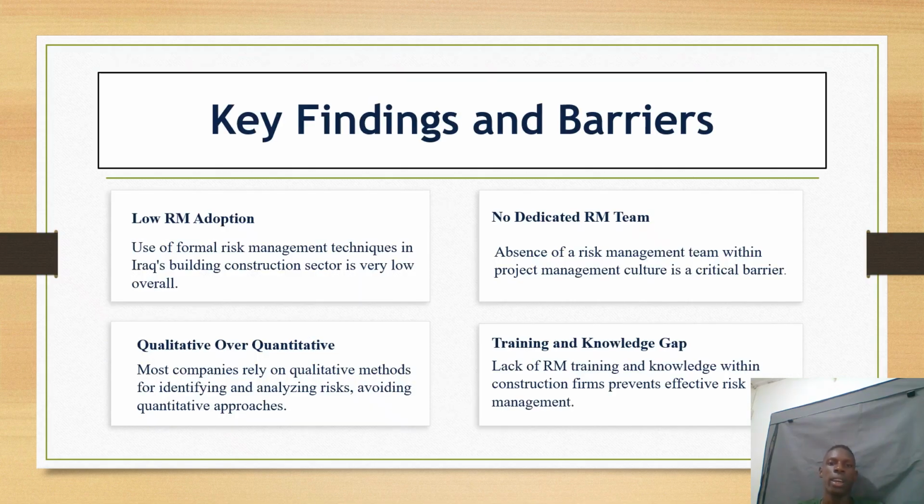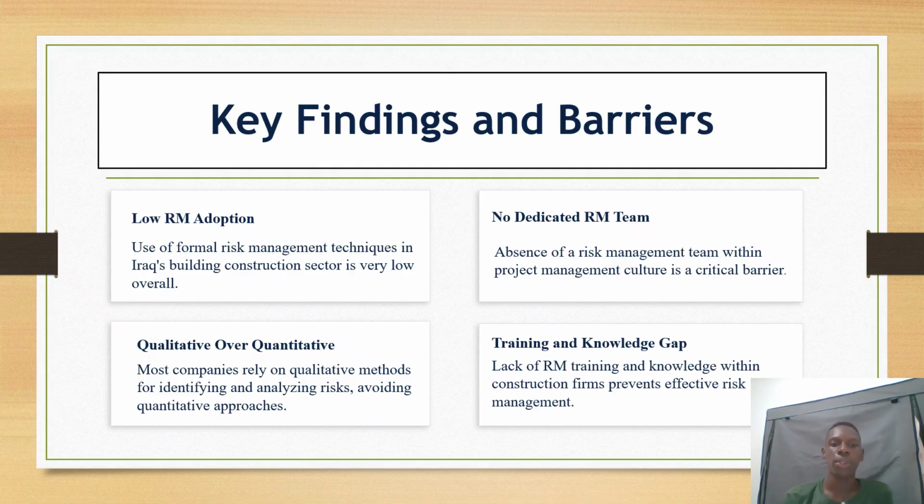So these are the key findings and the barriers. This study investigated how risk management is used in construction projects in Iraq. Under the key findings, they realized there is low risk management adoption, whereby the use of formal risk management techniques in Iraq's building construction is very minimal. The local constructors cannot apply these risk management techniques. Then another finding was qualitative over quantitative.